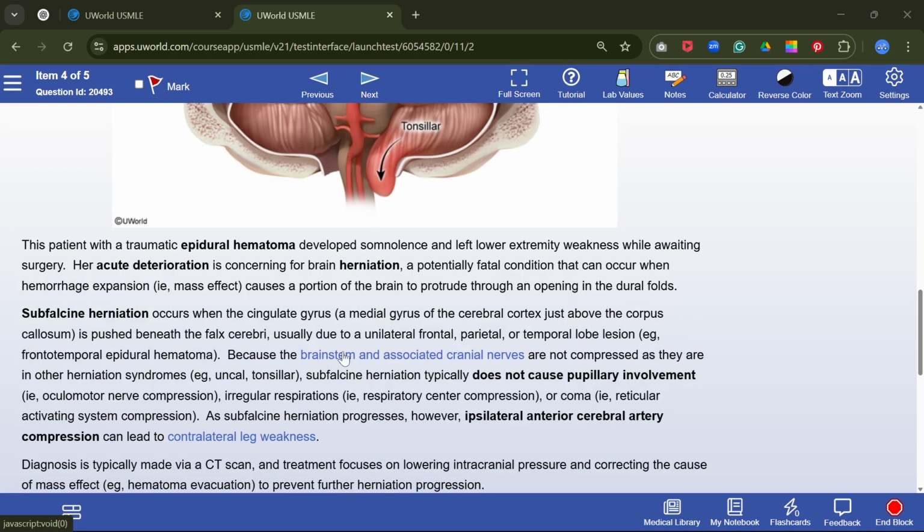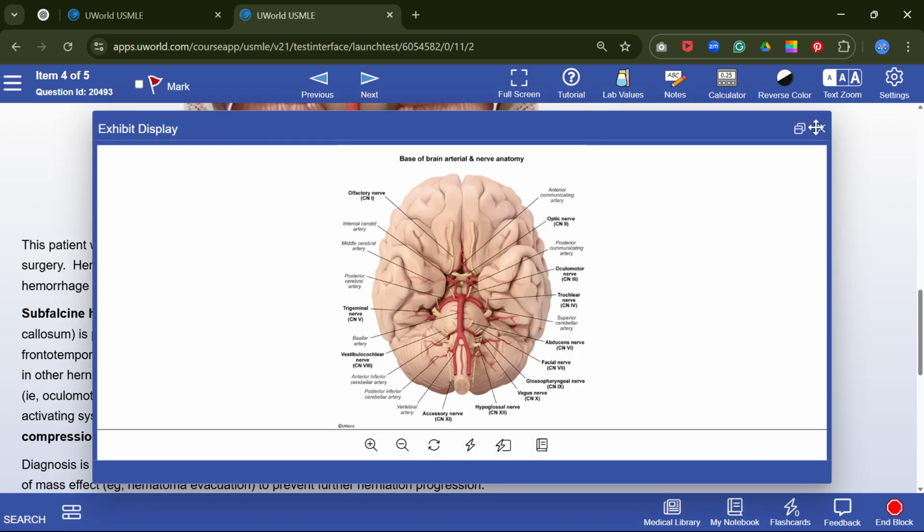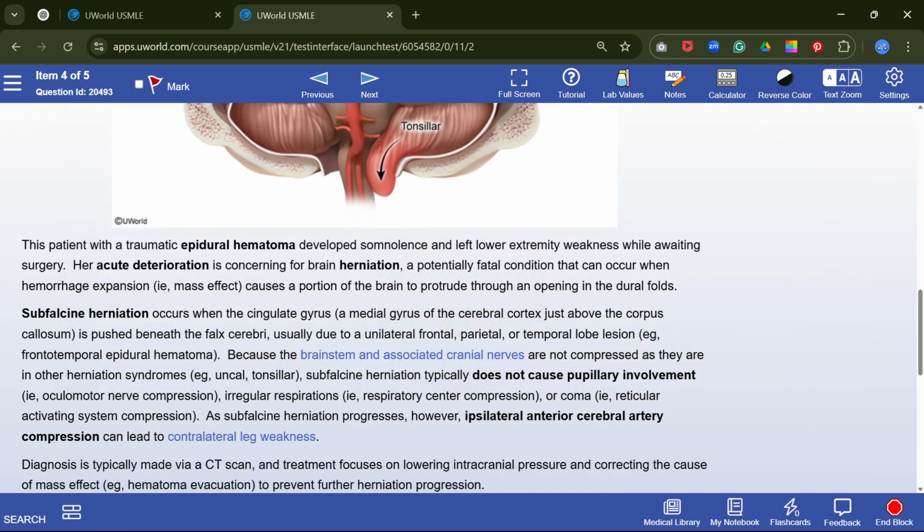The brainstem and associated cranial nerves are not compressed as they are in other herniation syndromes like uncal and tonsillar. Subfalcine herniation does not cause pupillary involvement. It does not cause third nerve, oculomotor nerve compression. There is no irregular respiration. Very, very, very high yield.